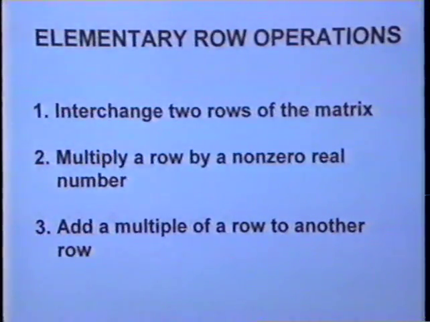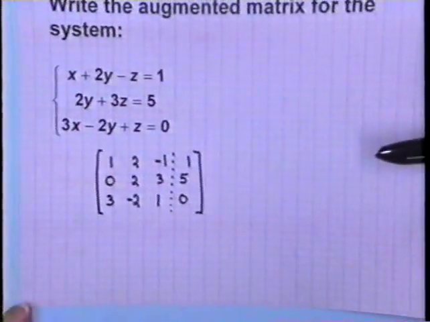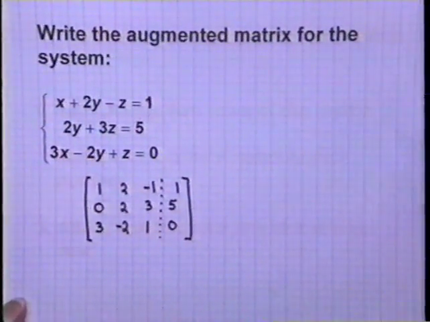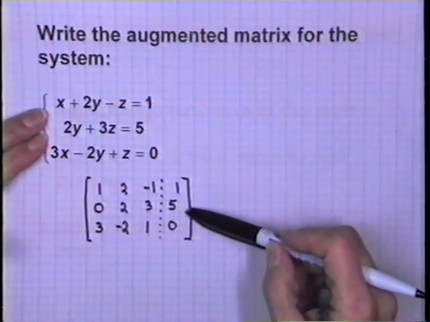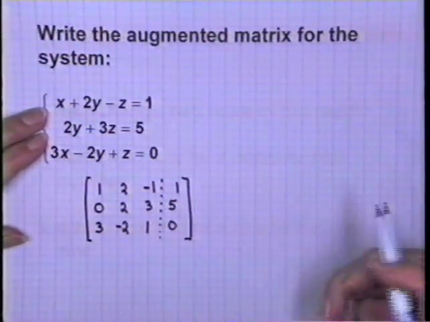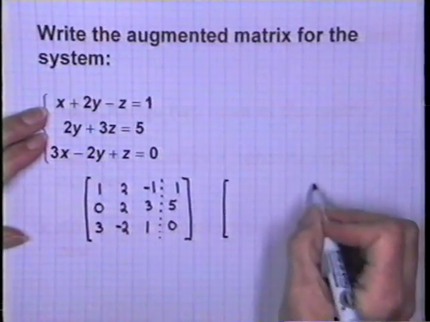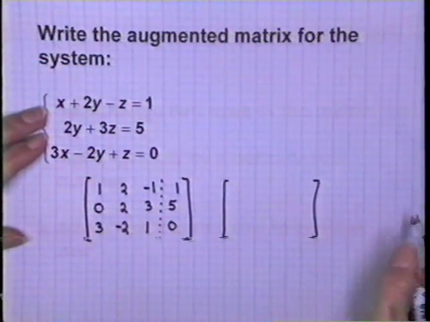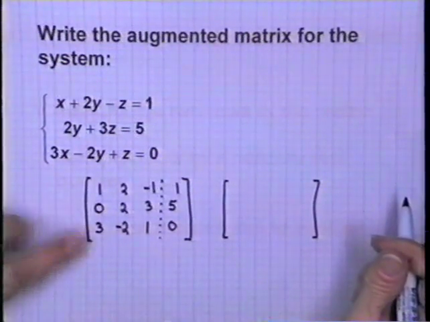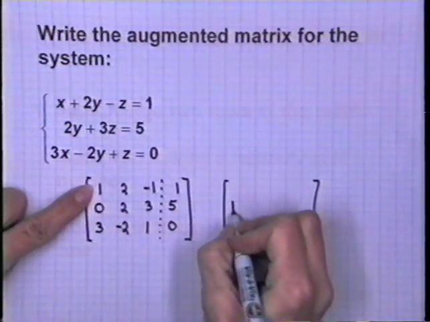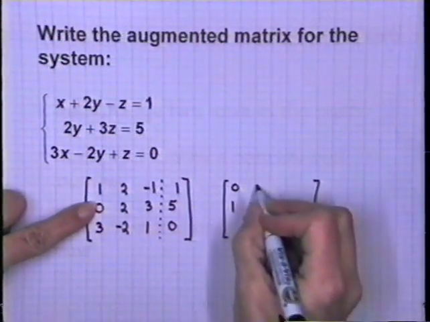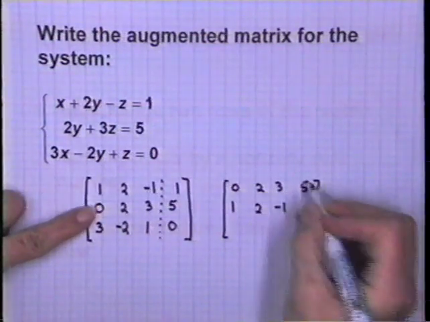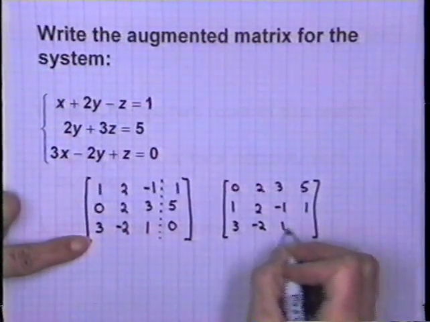To talk about that, I want to go back to this problem that we had earlier that said write the augmented matrix for this system of equations. Now this is the matrix that we wrote. What if I take this matrix and I interchange two rows? That means just switch the position. What if I write the first row where the second row was and write the second row up here where the first row was? I'm going to leave the third row just like it was.